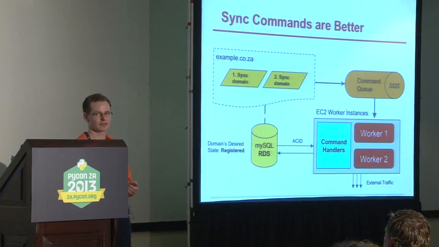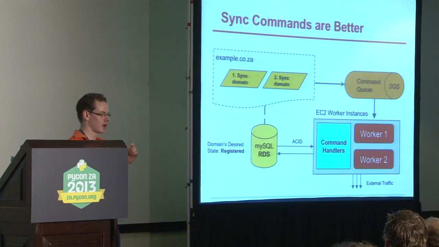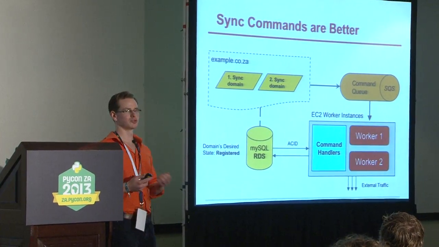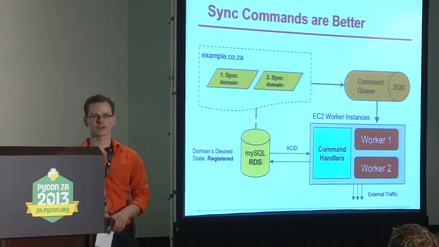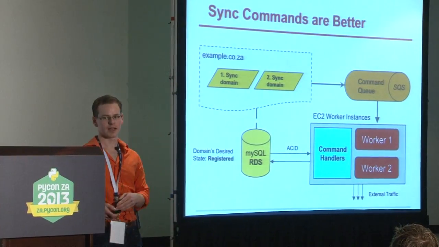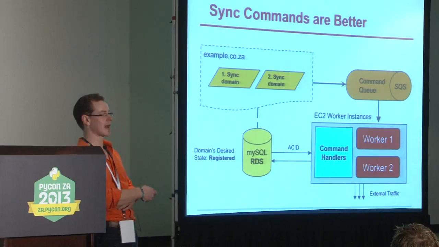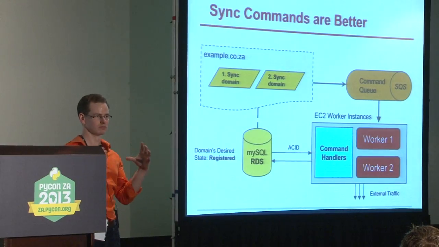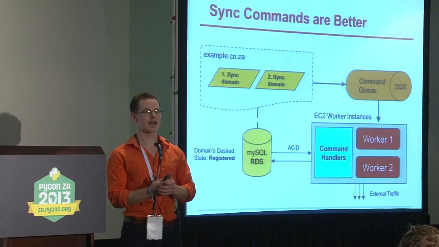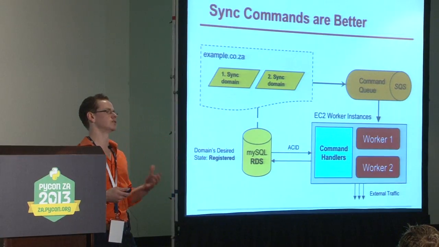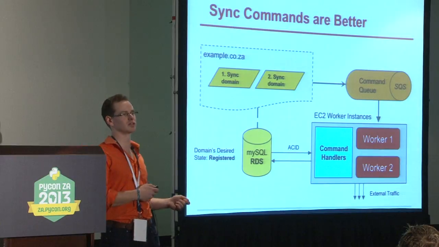So let's try something else. We now have idempotent commands, which means they have no side effects. They typically look like sync this domain or sync up this contact and make it happen. And you'll notice we've added a command handler to our worker block, which takes a command like go sync up example.cf.za, and it'll figure out all the things it needs to do to bring it up to the state that we want it to be in.